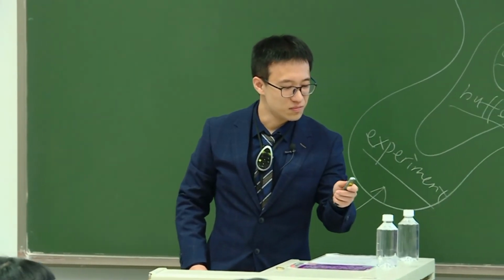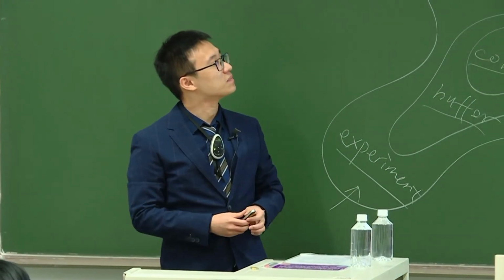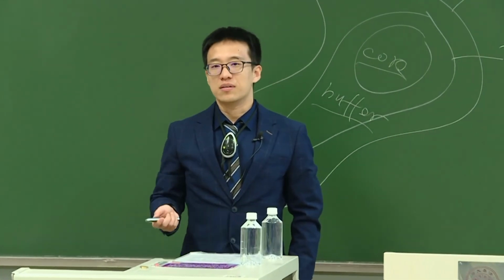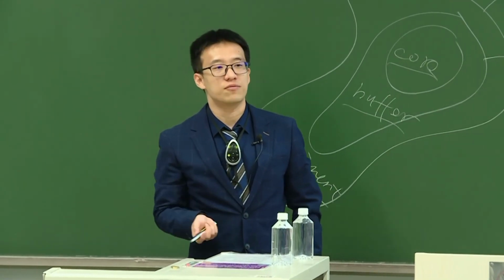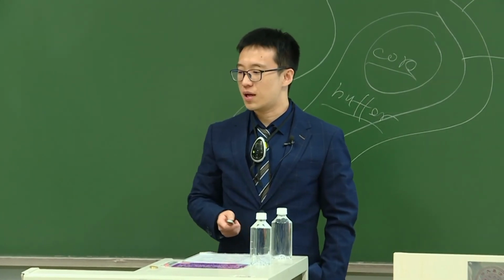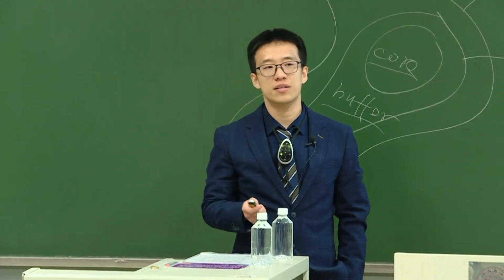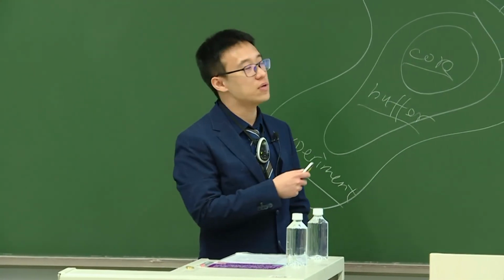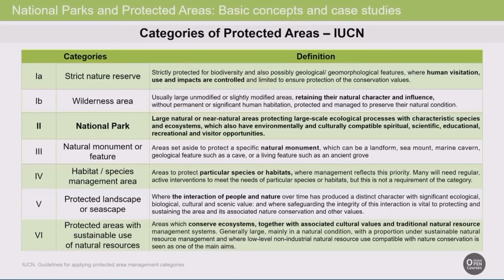Okay, so let's move on. I think you have discussed many protected areas, and actually each of them will be different because protected areas have many types or management categories. According to the IUCN, we have six categories. I will not explain them in detail because of the limited time, but you could check the guidelines for applying protected area management categories from the IUCN website.